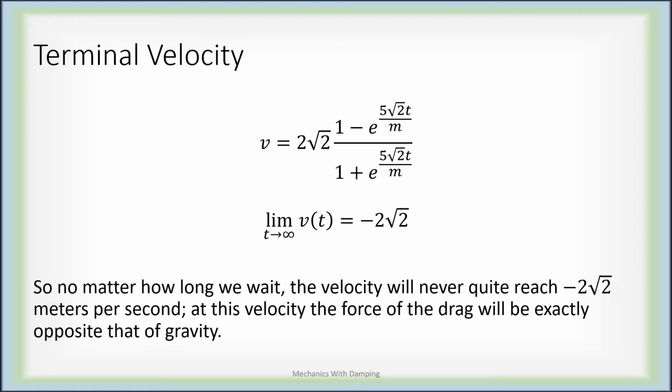No matter how long you wait, no matter how much time you let go by, the velocity never quite reaches negative 2 root 2 meters per second. This is exactly the velocity at which gravity is exactly countered by drag. So remember that gravity was a nice constant negative 10, and drag was positive 5/4 v squared. Well, if my velocity is negative 2 root 2, then v squared is going to be exactly 8, and 5/4 times 8 is exactly 10. So this is the velocity at which drag and gravity exactly counter one another. So our velocity will gradually approach this, but never quite reach this speed.